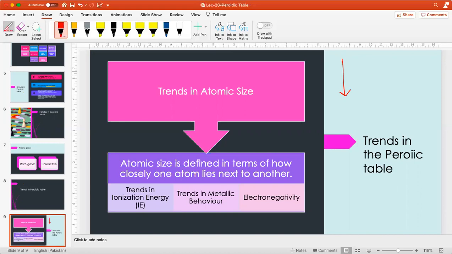down a group. It is easier to remove an outer electron from an element in period 6 than in period 2. Why? Because period 2 has 2 levels, 2 shells, so the distance of the electron from the nucleus is small. But in period 6 there are 6 shells, so the distance of the outermost electrons from the nucleus has increased, so the positive and negative attraction will not have as much impact. So it is easier for us to remove an electron from there.